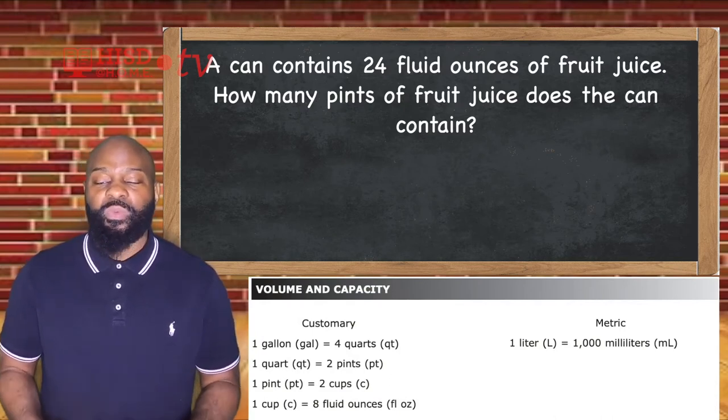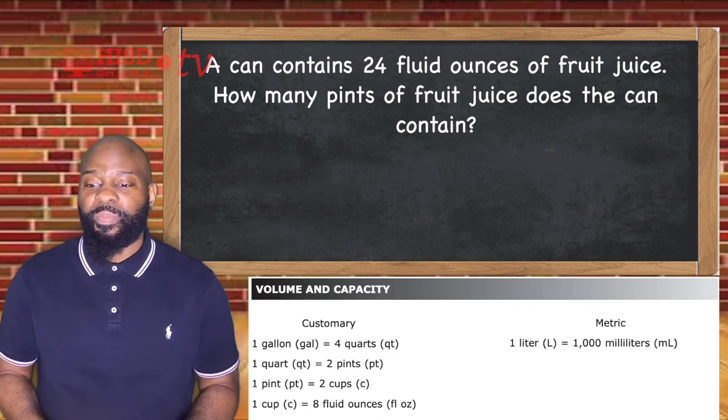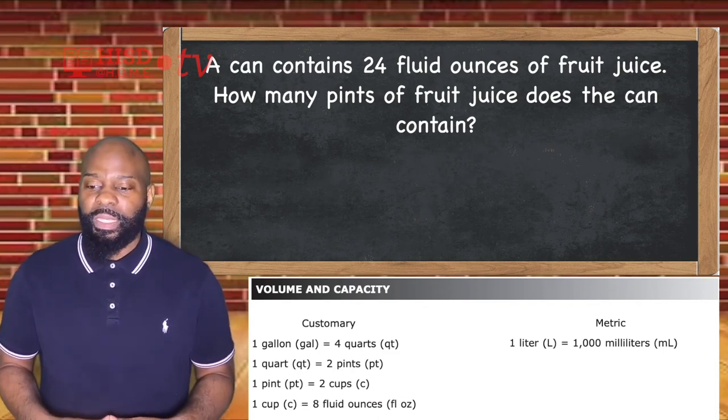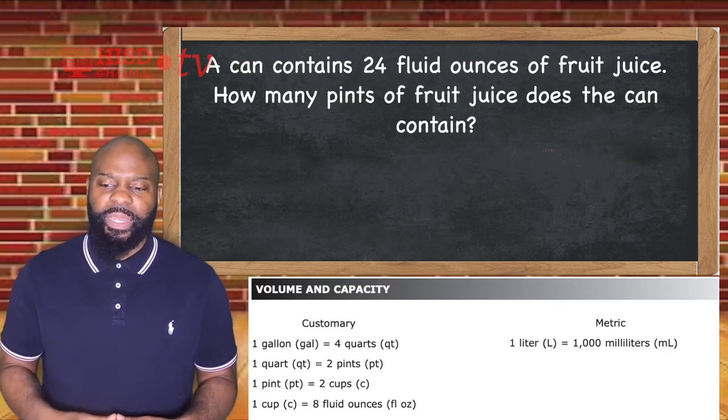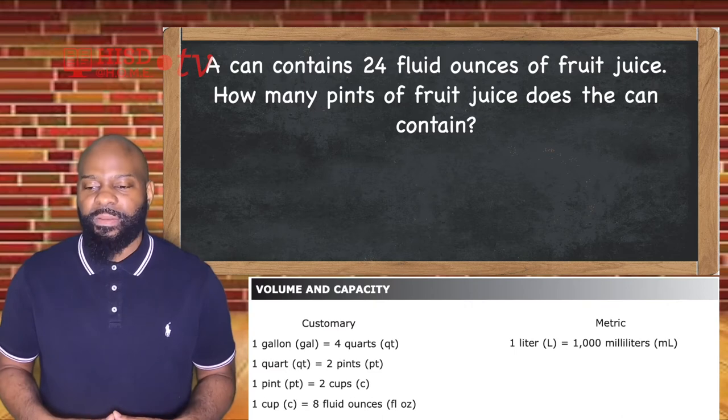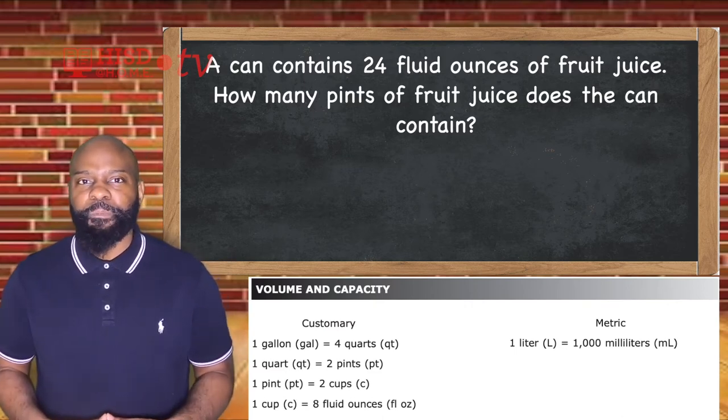What I do see is 1 cup is 8 fluid ounces and 1 pint equals 2 cups. Okay. So if I need 2 cups, I know that's 8 times 2 is 16 fluid ounces, which gives me a pint.